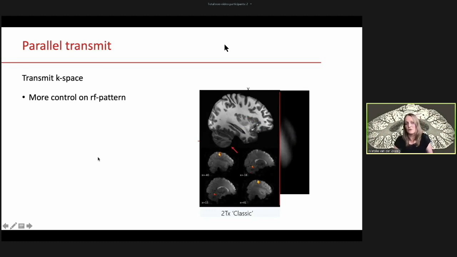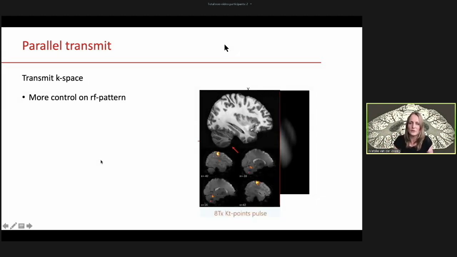and you can form a pattern which fits the B1 pattern that we know. So if we look again at our image with the unfortunate dark area around here, then we can say, well, here is where we'd like to have more signal, and we excite this area stronger to achieve a homogeneous flip angle throughout the brain. So I'll just flip a few times between these two.